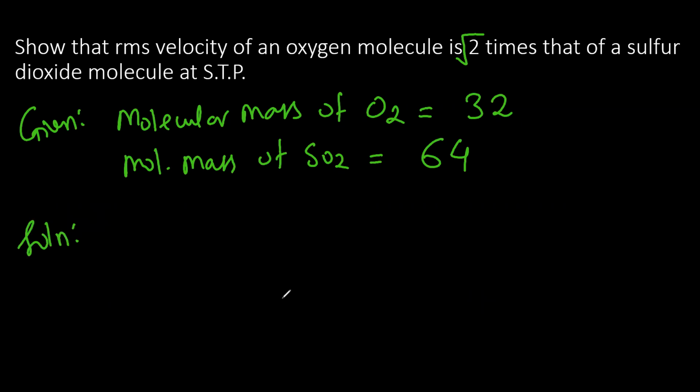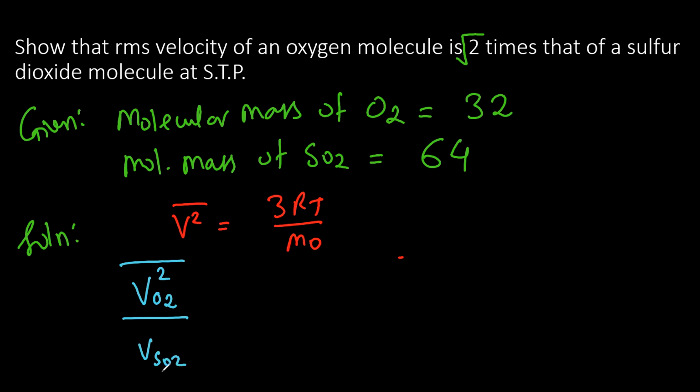Directly go for the solution. See, formula क्या है? V square bar, it is the square root of 3RT by M0. So what I write? Let's take a ratio. V of oxygen square bar upon V of SO2 square bar, ratio लिया तो क्या होगा? It will become, see, at S.T.P मतलब temperature same, R is same, so mass change होगा, molecular mass, so it will become 1 upon m0 ना, so it will become mass of SO2 divided by mass of O2.